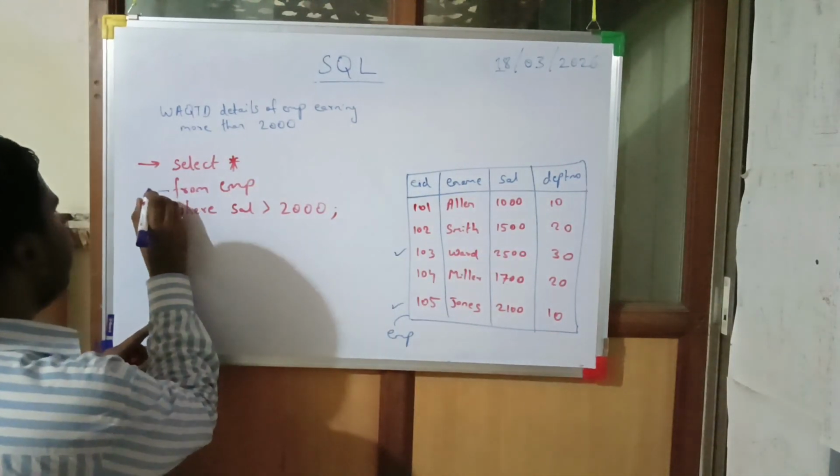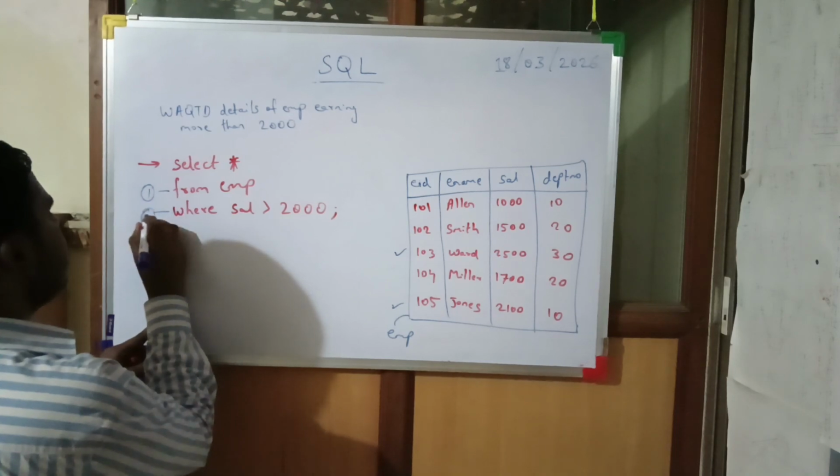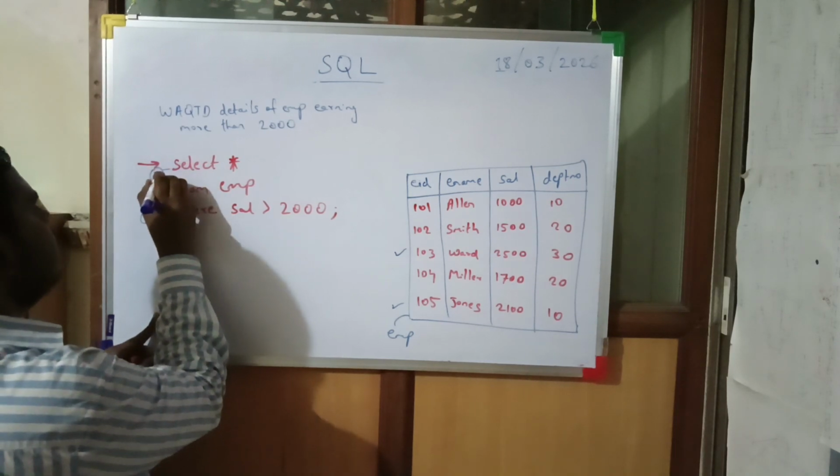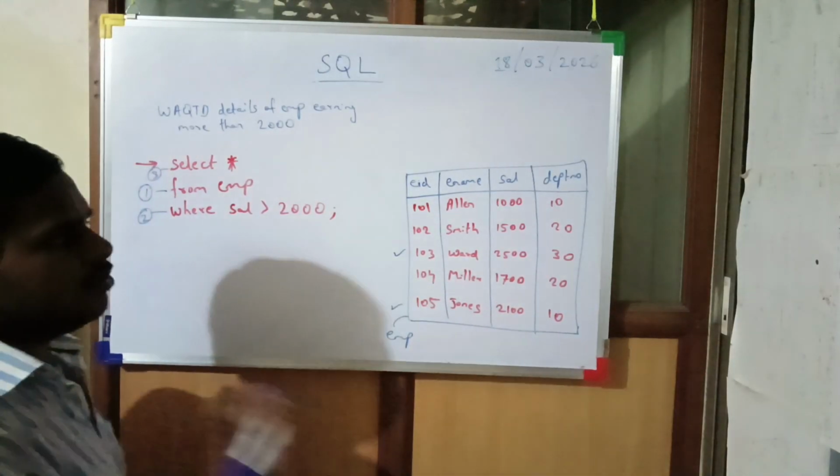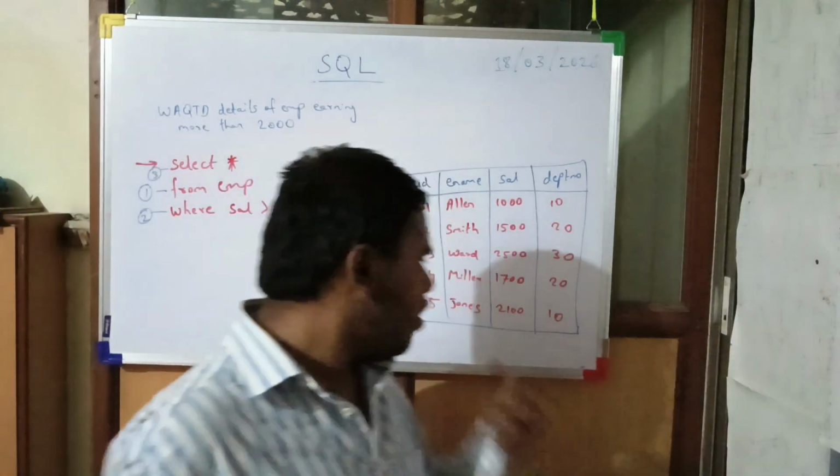The order of execution is: first the from clause will execute, after that the where clause will execute, and finally the select clause will execute at the last. There are exceptions, but for now the select clause executes last to display the final result. So now, how is it working?